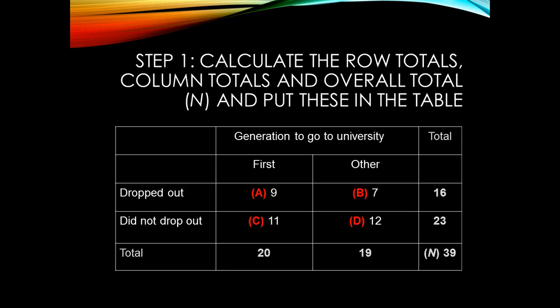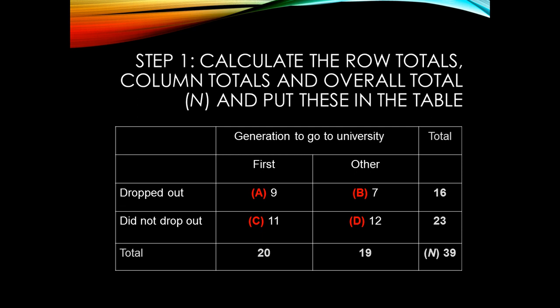Okay, now we need to calculate the row totals and the column totals, and then work out the overall total. So, explaining this step by step, it's already done for you, you don't actually need to do any maths here, just make sure that you're following what you add to what. We'll start with the row that says dropped out. So we add cell A to cell B. In other words, we add 9 to 7, and what we get in the totals column on the far right hand side is 9 plus 7 equals 16.